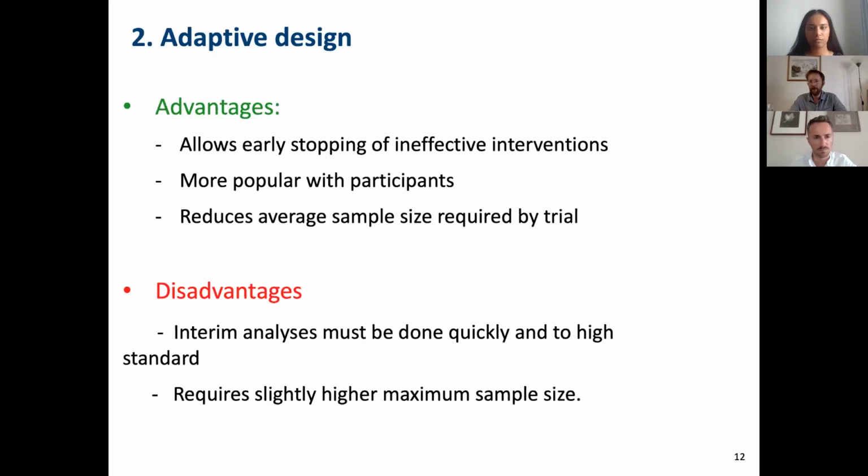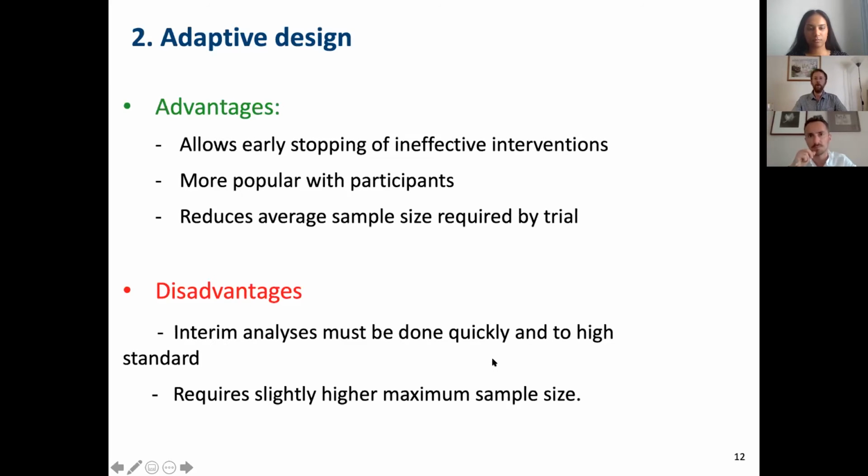And it also reduces the average sample size required by the trial. Although on the other hand, if the trial does continue to the end with all of the arms, then it does require a slightly higher sample size. So this average sample size comes from the opportunity to drop or stop the trial early.